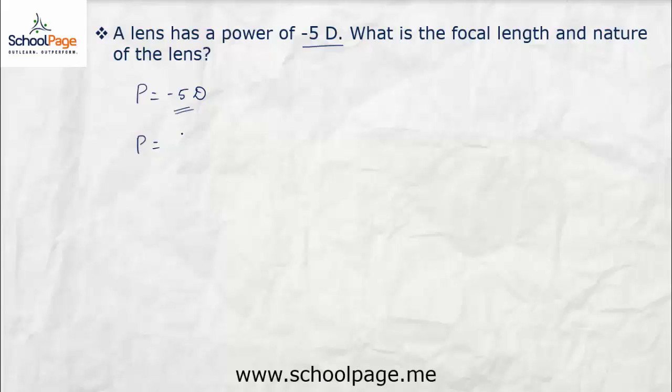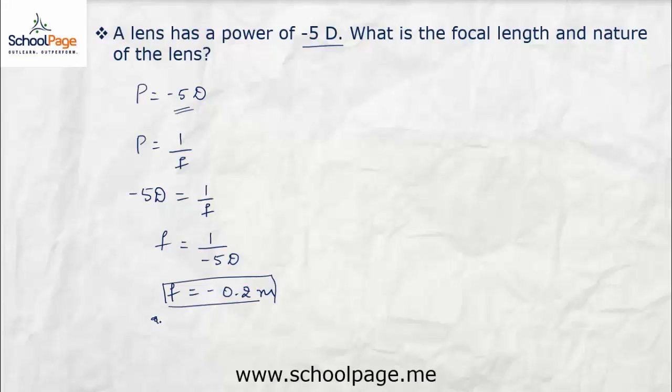Power is equal to 1 divided by focal length. So minus 5 D is equal to 1 divided by focal length. So focal length will be equal to 1 divided by minus 5 D, which is equal to minus 0.2 meter. We can also convert this into centimeters. So then focal length will be equal to minus 20 centimeter. Hence we have found out the focal length of the lens to be minus 20 centimeter and the nature of the lens is a concave lens.